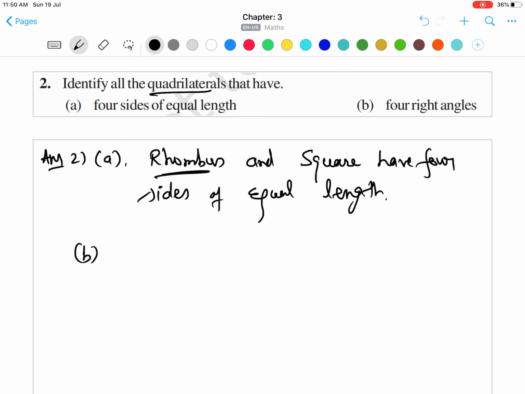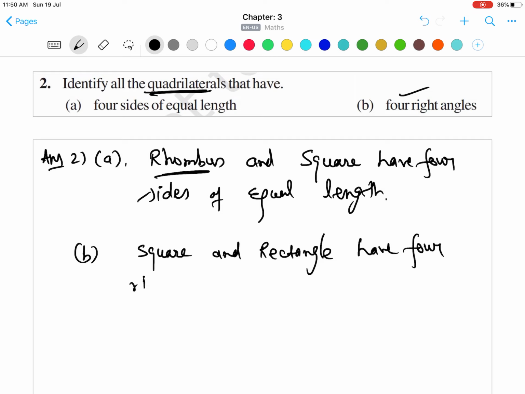Then we have part B, which says identify all quadrilaterals that have four right angles. In two cases, a rectangle and a square, all angles are 90 degrees. So write: square and rectangle have four right angles.